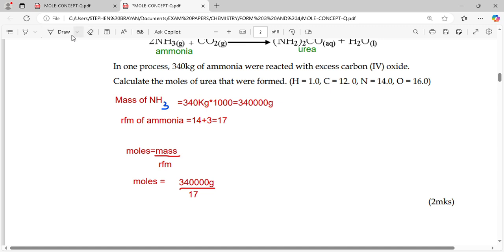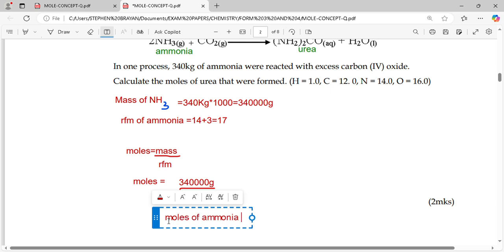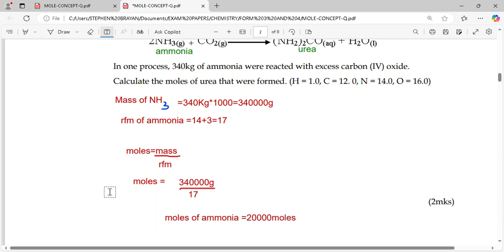If you calculate here very well, you're going to get the number of moles. And remember, these are moles of ammonia. The number of moles of ammonia is going to be equal to 20,000 moles. So you don't need to be surprised about this huge number of moles. Remember, I told you this is an industrial process, so you're likely to get a very huge number of moles. These are moles of ammonia.